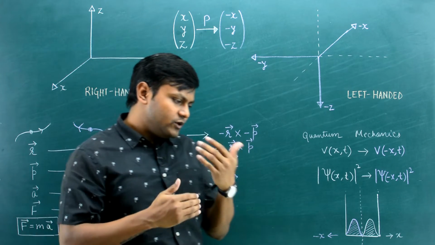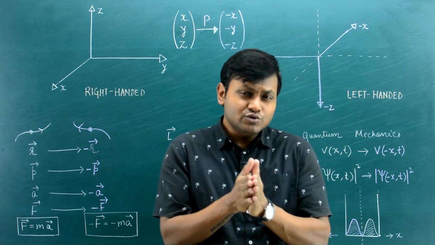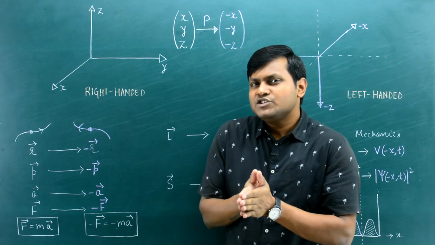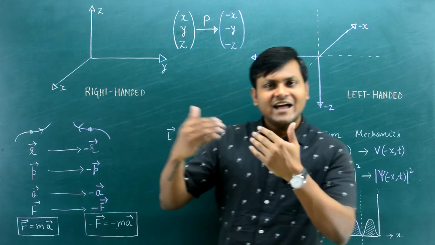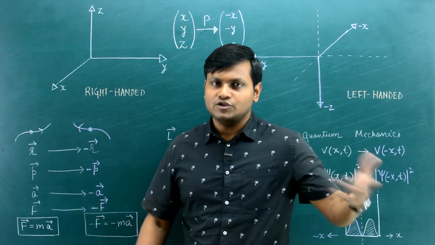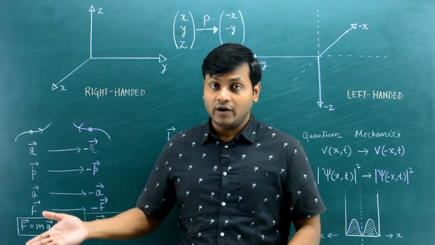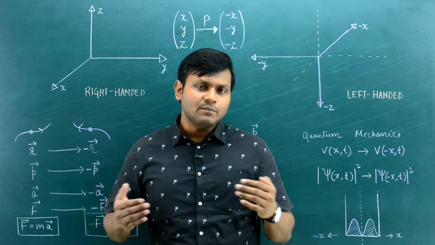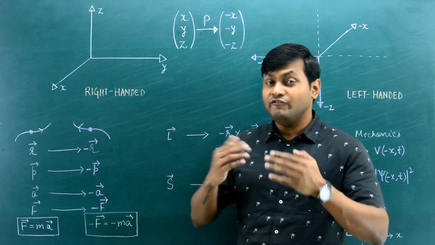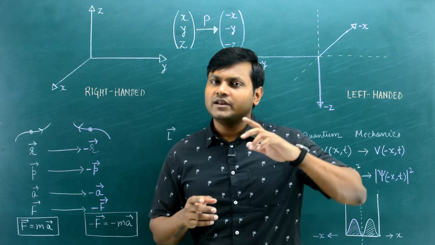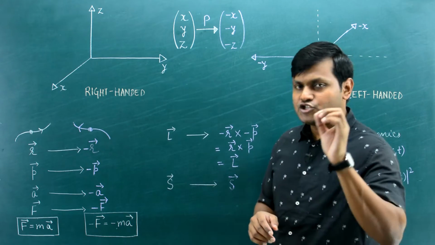And therefore, whenever we talk about parity transformations, we usually talk about mirror images, in the sense that when you stand in front of a mirror, your right hand becomes your left and your left hand becomes your right. In that sense, sometimes parity transformations can be visualized in terms of mirror images. I'll come back to that point in just a moment.